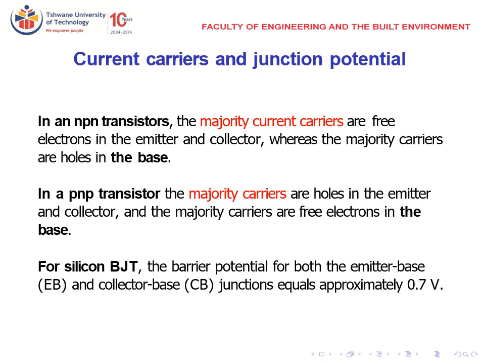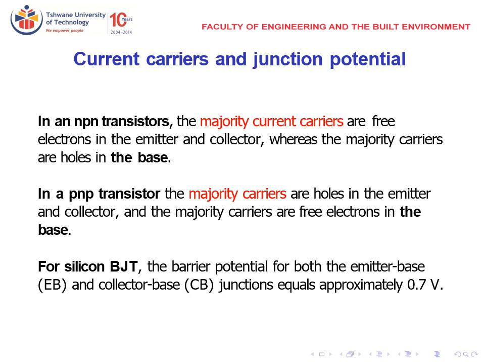Current carriers and junction potential. On an NPN transistor, the majority current carriers are free electrons in the emitter and the collector, whereas the majority current carriers are holes in the base. Remember, NPN means that the emitter and collector are N-type semiconductor material, therefore the majority current carriers will be free electrons. Then in the middle, which is your base, you have a P-type semiconductor material, therefore the majority current carriers will be holes.